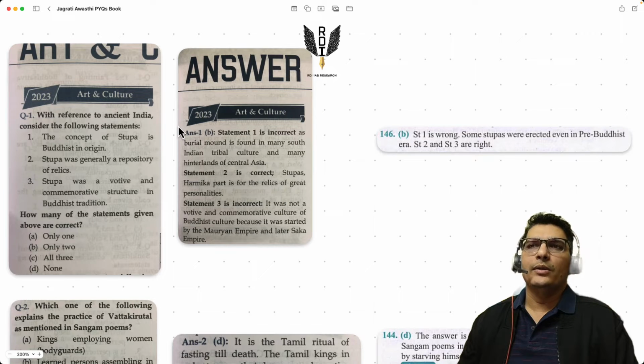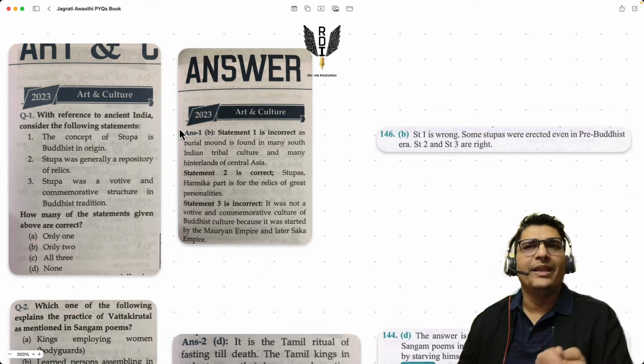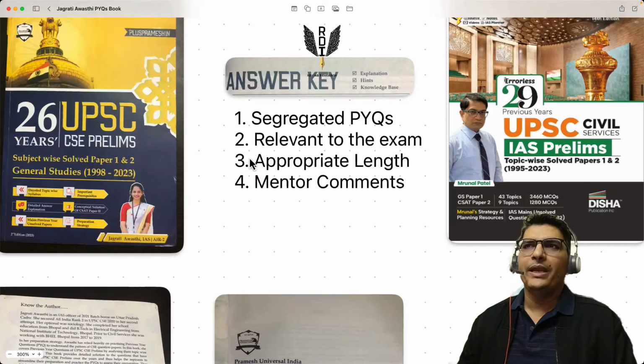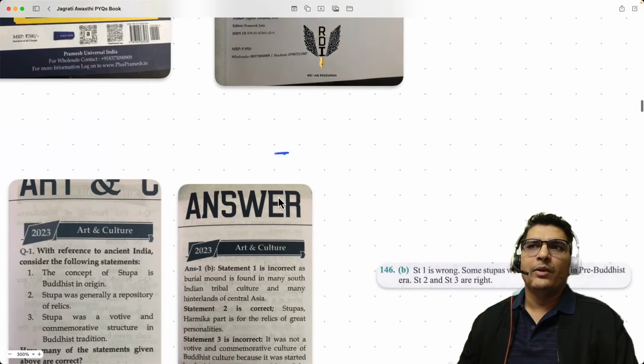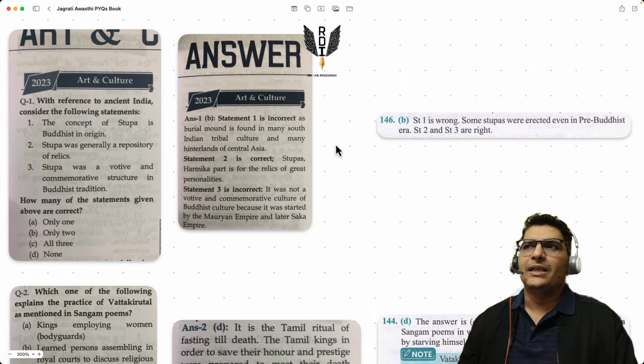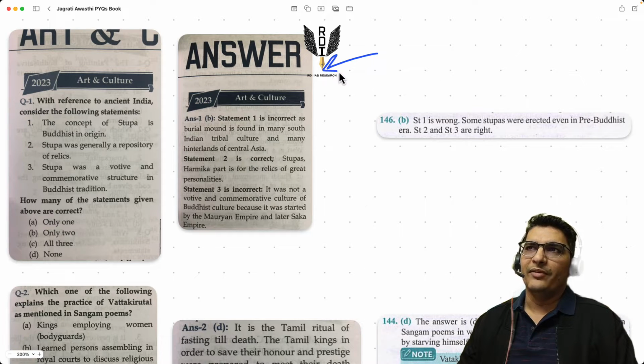And the point we mentioned in Jagrati Avasthi's book is that the explanation was not very appropriate. So the appropriateness aspect, right, relevance and appropriateness, which we discussed, that was missing here. But that is even more the case in Mrunal Patel's solution, right? So these snippets which I have, these are from Mrunal Patel's book, and the ones on the left are from Jagrati Avasthi's book.